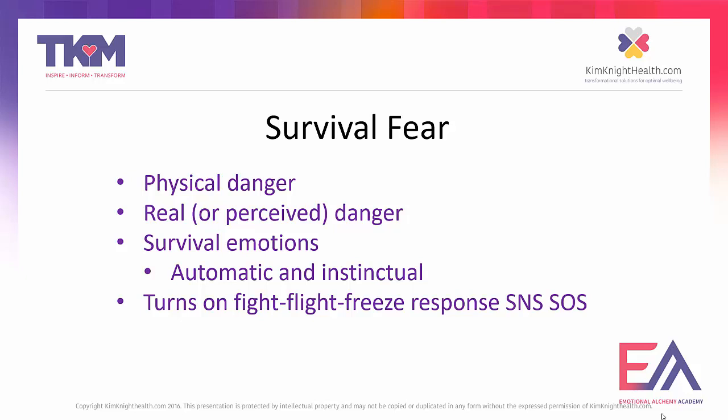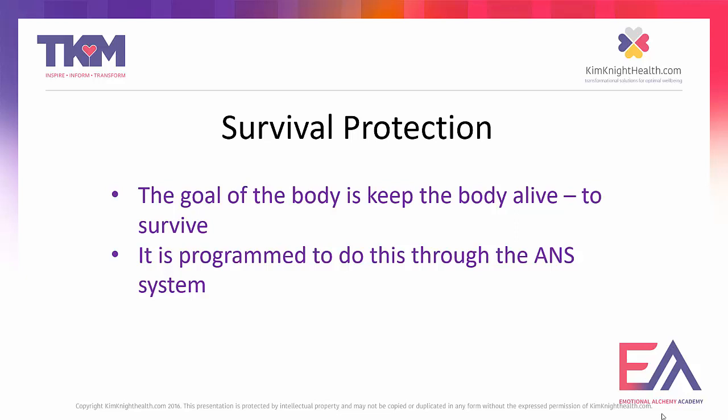And it may also trigger other survival emotions. For example, anger is a survival emotion. Often we can be angry when we're actually afraid. And this is all part of the natural response of the body trying to keep itself alive. So the goal of the body is to keep the body alive in order to survive. And it's programmed to do this through the autonomic nervous system.